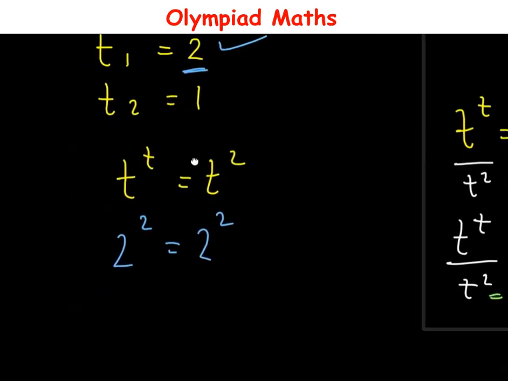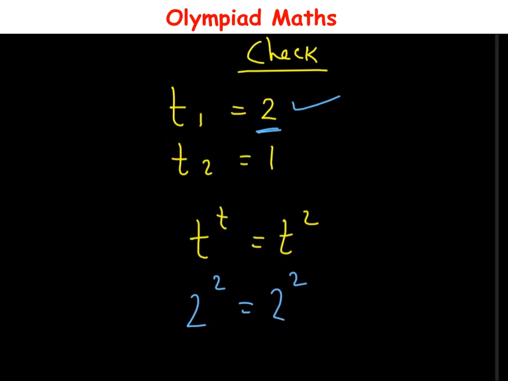And also for the value of t2, which is 1, inputting the value of t as 1 into the question, 1 raised to power t is 1 equals 1 raised to power 2. 1 raised to power 1 is 1, equals 1 raised to power 2 which is 1. So the value of t2, which equals 1, is also the correct solution.